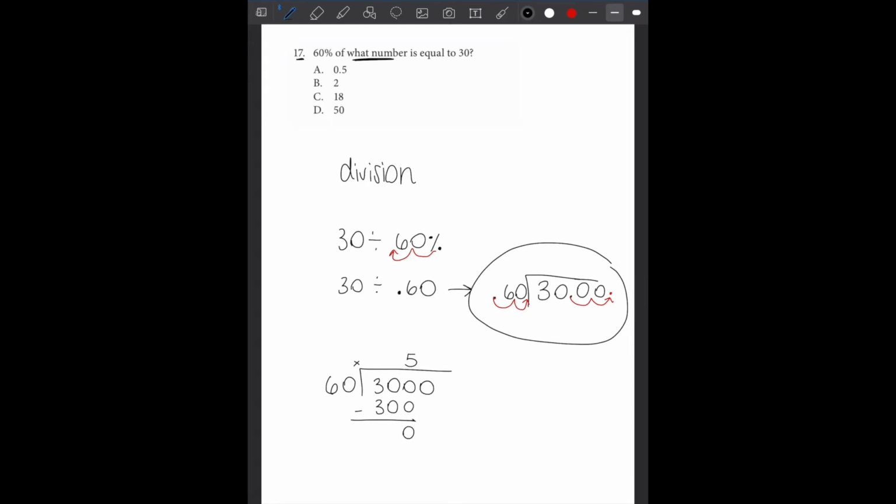We're going to subtract, we have a 0. Now we're going to bring down this 0. Can 60 go into 0? Yes. How many times? 0 times. If we subtract, we get 0. So our answer we're left with is 50. And if we come up here, that is our answer. Option D is 50 for number 17.